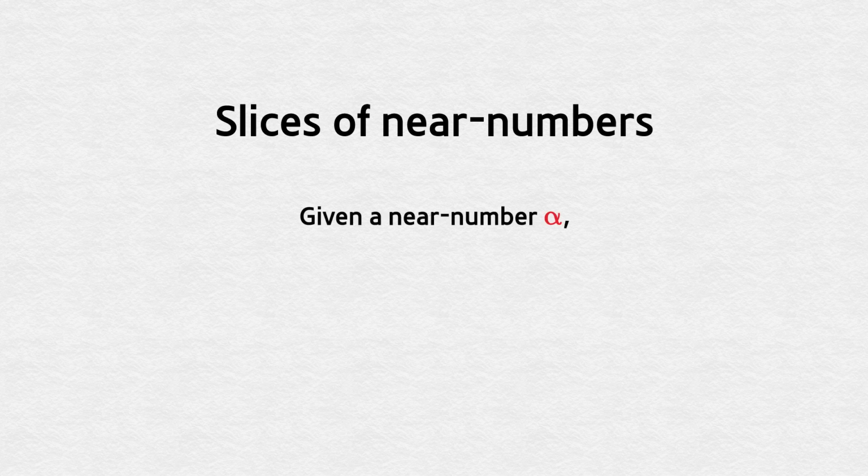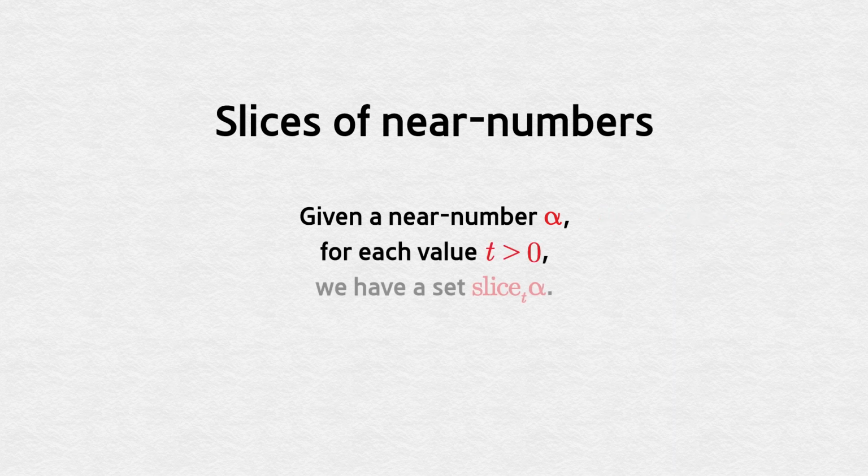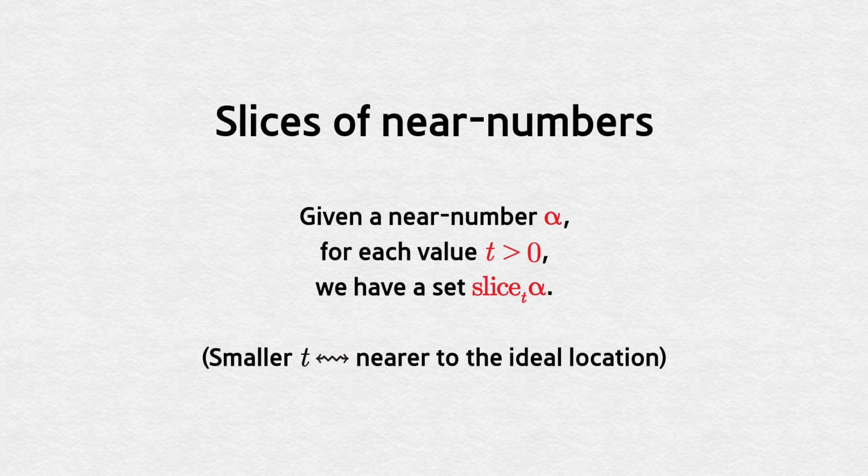Here are the details in words. Given any near number alpha, this could be 1 plus, 0 plus minus dot, plus minus infinity, etc. For any positive real number t, we denote the corresponding snapshot of alpha by slice sub t of alpha, which is a set of real numbers. The smaller the value of t, the closer we are to the ideal location the near number represents. When we animate a near number, we're watching what happens as t gets smaller and smaller. Since t is always positive, there's always just a bit farther to go.